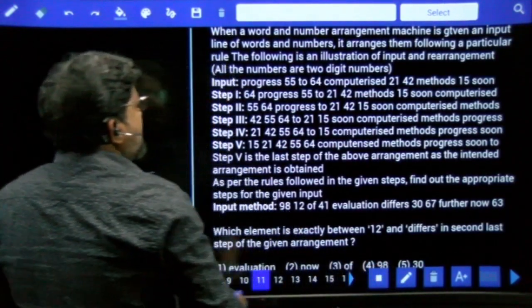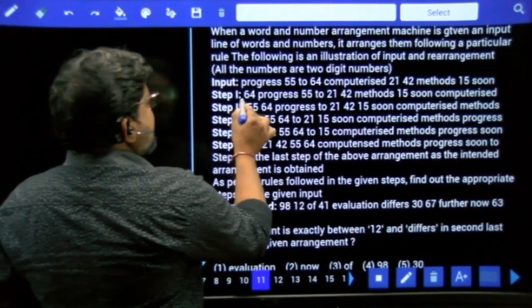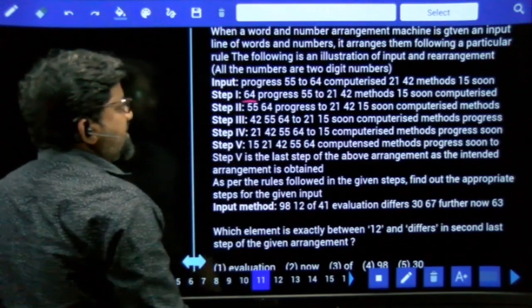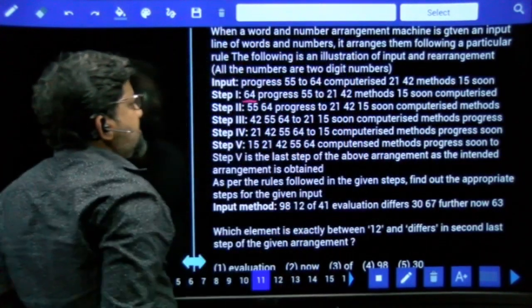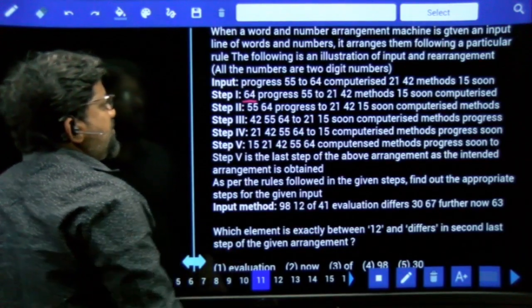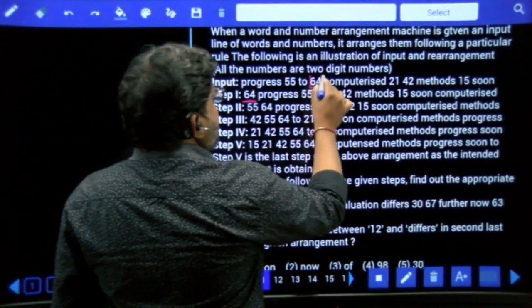Come on, let's go to step 1 from input. I see 64 in the place of progress. What's the specialty of 64? Among the given numbers, 64 is the highest number. In the left corner I have a new number, so 64 has been shifted.